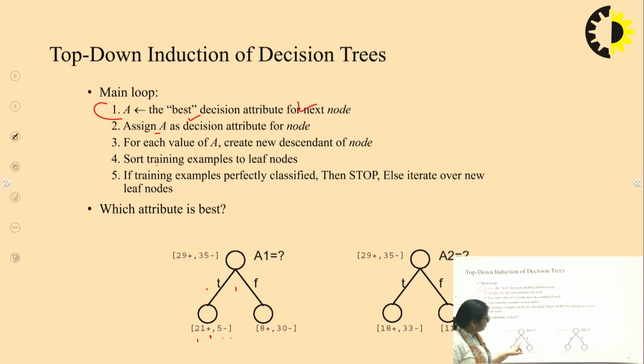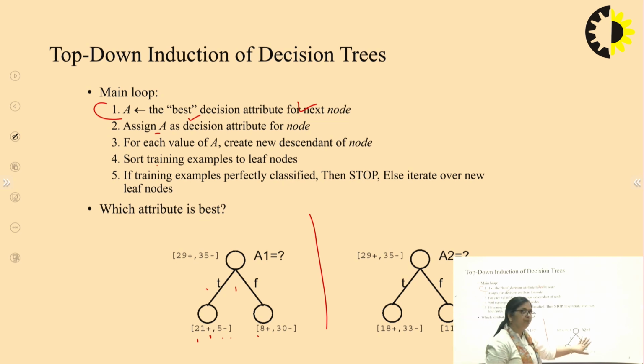Then for false, when A1 is false, we have 8 positive and 30 negative values. So this is one attribute, A1. Then we have another attribute, A2. Again, overall in the given example data set, 29 are positive and 35 are negative.